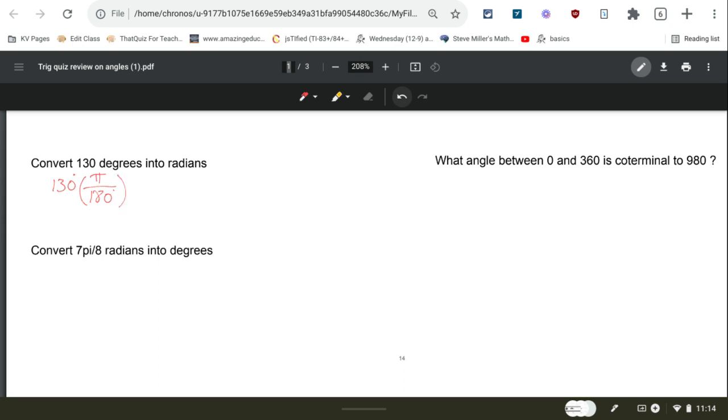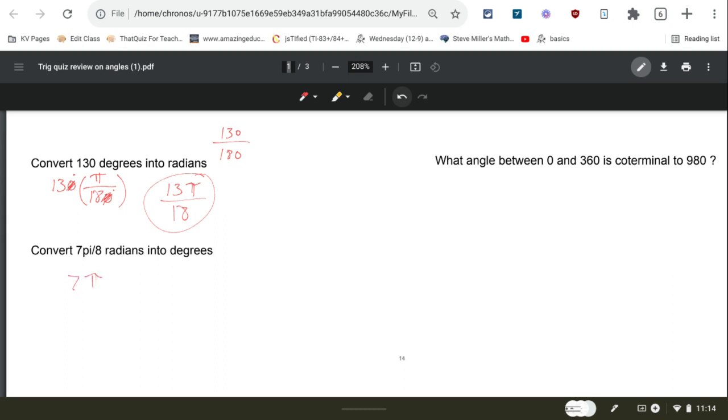All right. If you want to, you could just do 130 over 180 in your calculator, and that'll simplify that part for you. But all that happens is that you can divide by 10 and cancel out those zeros. So your answer is going to be 13 pi over 18. The next one, convert 7 pi over 8 into degrees.